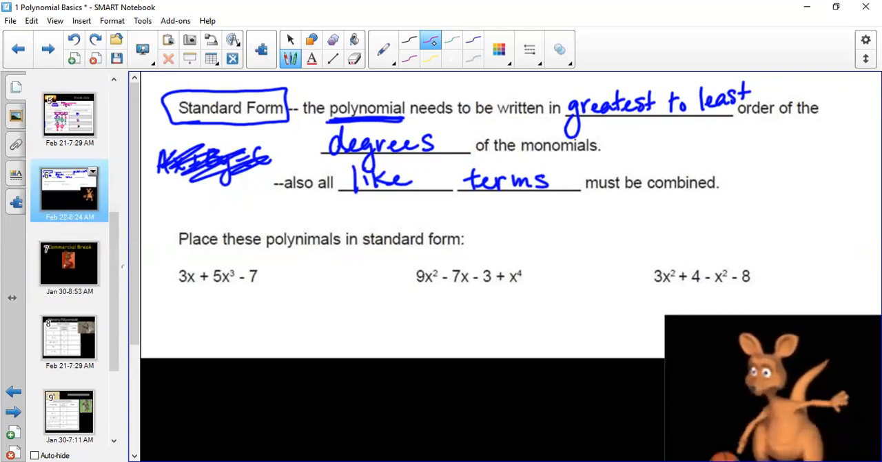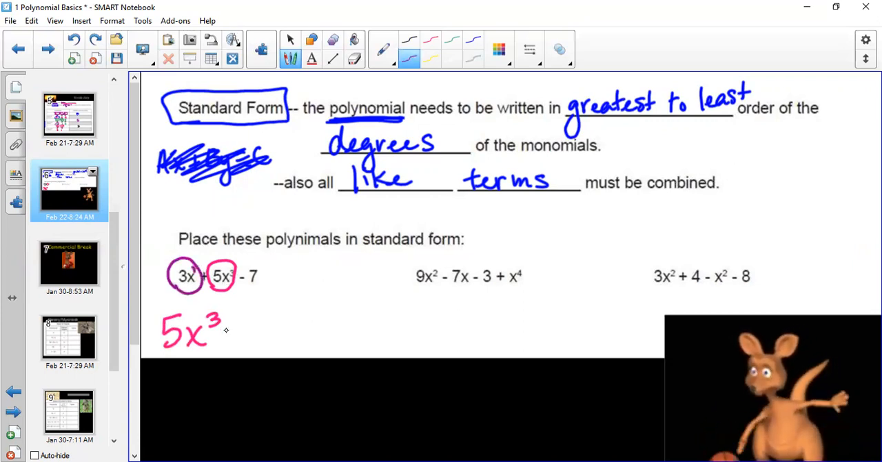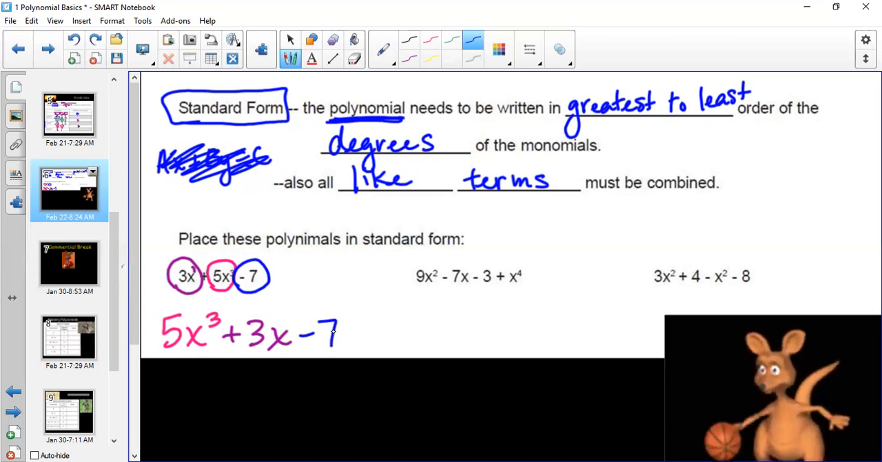Okay, so I'm going to look at the degrees of each monomial. So this one has the highest exponent, so that one's going to come first. Then this one, because there's that ninja 1, would come next. That was a positive 3x. And last, we have our constant there of negative 7 would come last, since there was no variable.